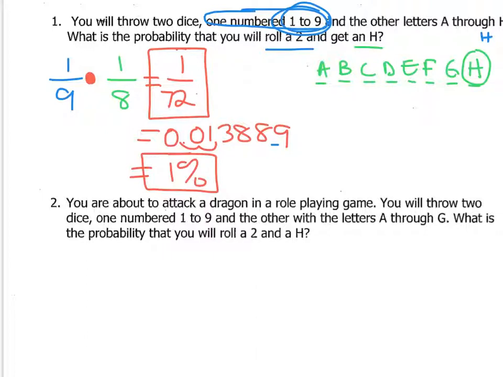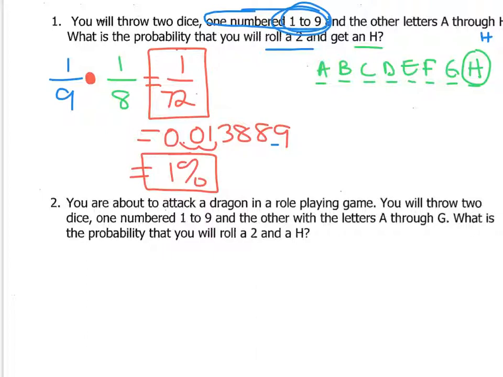All right, let's take a look at another example. You are about to attack a dragon in a role-playing game. You will throw two dice, one numbered 1 to 9, and the other with letters A through G. What is the probability that you will roll a 2 and an H? So very similar situation, but it sounds like the second dice has changed.